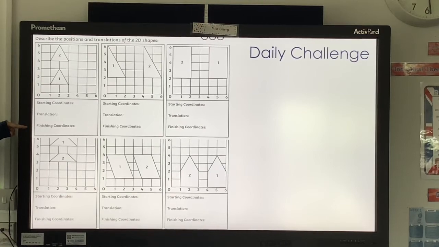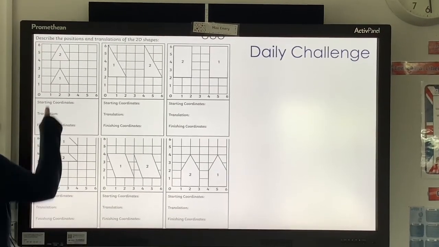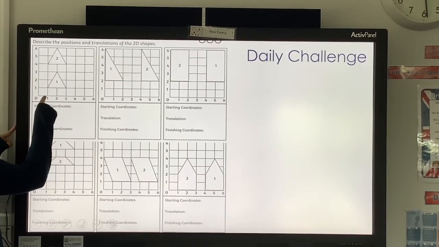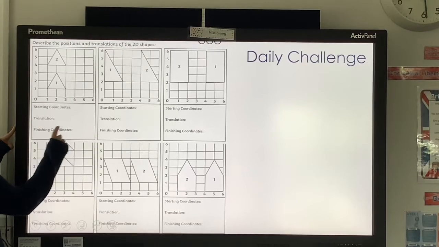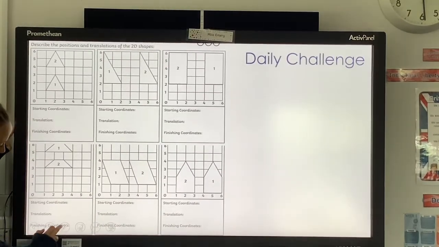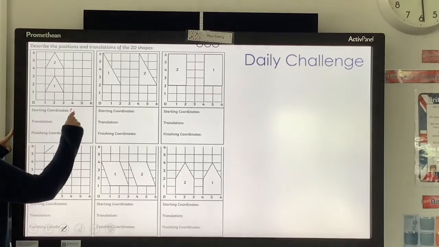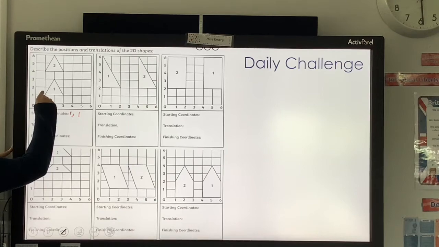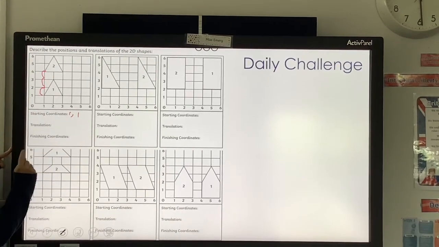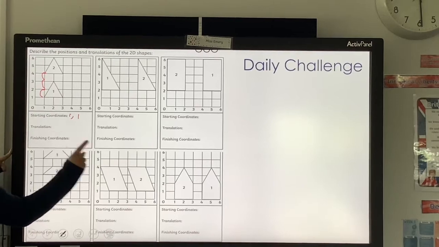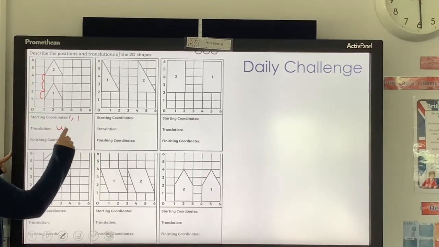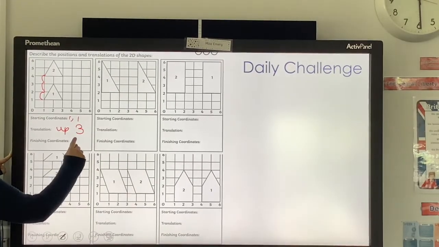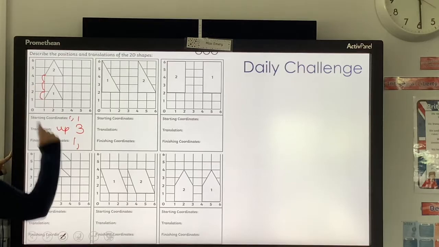So pick a point. For example, I might choose this point here. So its starting coordinate would be along the x-axis 1, up the y-axis 1, so its starting coordinate would be 1, 1. Then I need to work out how it's been translated. So it has gone up 3, it hasn't moved across the x-axis at all, so you just say up 3. And then its finishing coordinate, well, it hasn't moved on the x-axis at all, so it is still 1, but it has moved on the y-axis and is now 4.